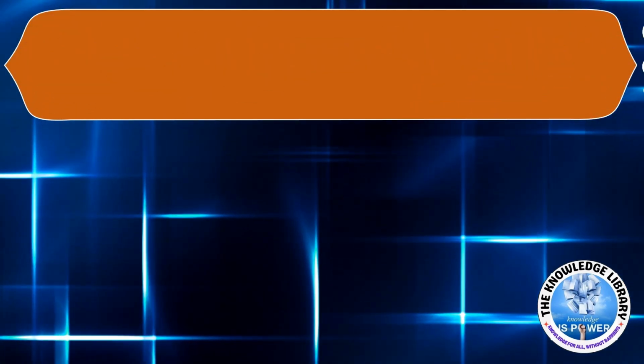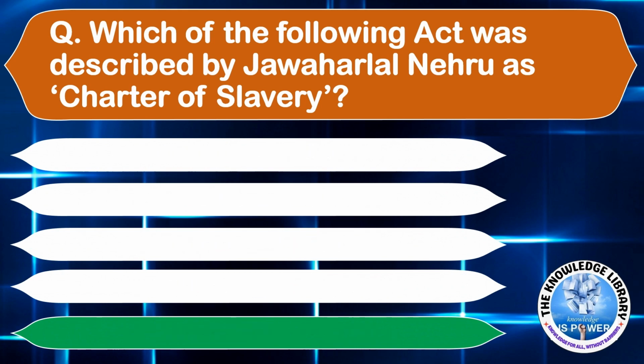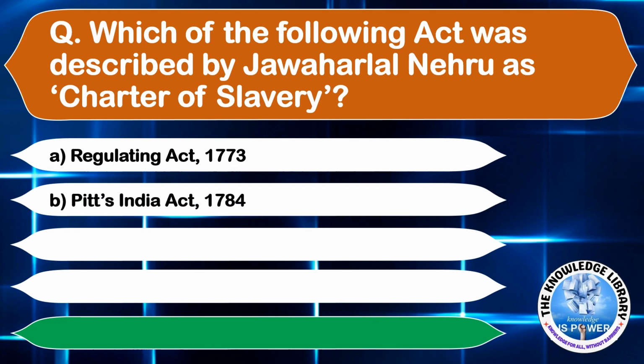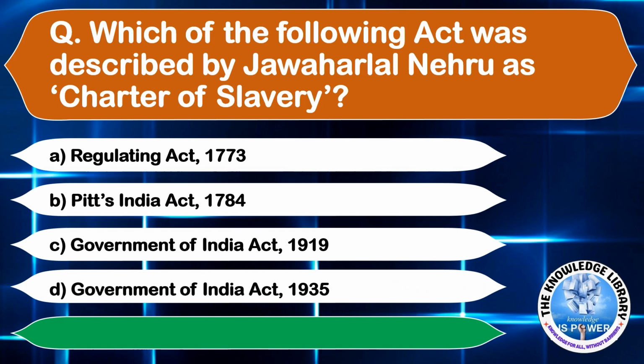which of the following acts was described by Jawaharlal Nehru as the Charter of Slavery? Option A, Regulating Act of 1773, option B, Pitt's India Act of 1784, option C, Government of India Act of 1919, and option D, Government of India Act 1935. The correct answer is option D, Government of India Act 1935. Moving on to the next question.